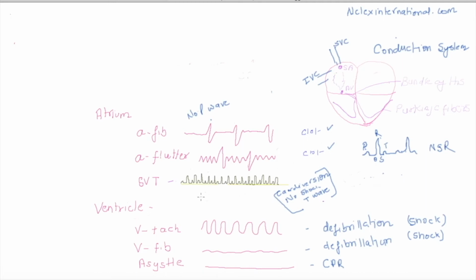Then we have supraventricular tachycardia. This rhythm starts above the ventricles. It's like the rhythm starts in the atrium, but it makes the heart faster. The heart will beat very fast. Both the atria and ventricles contract very fast. So you get this kind of rhythm.